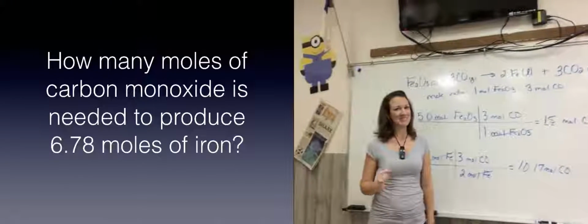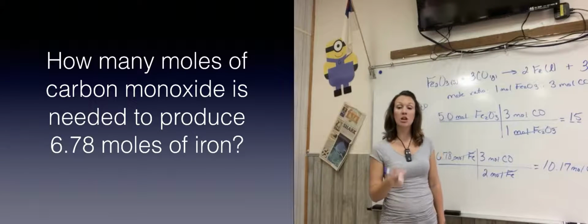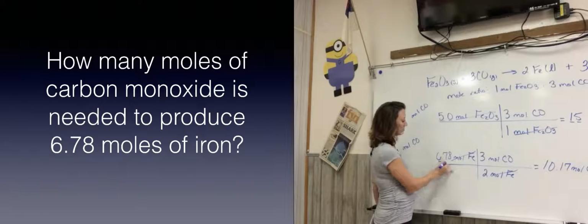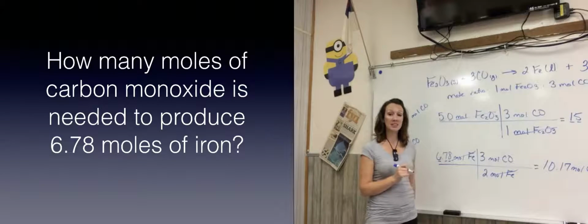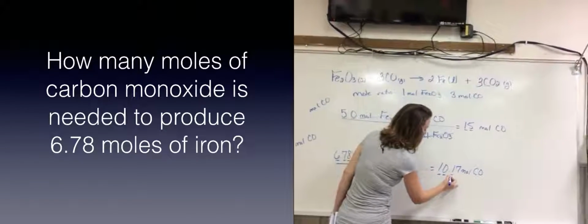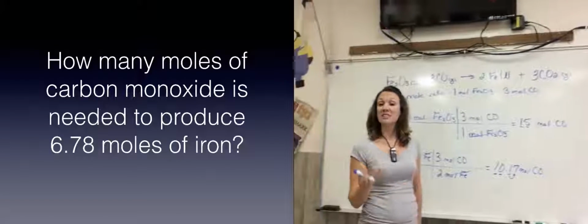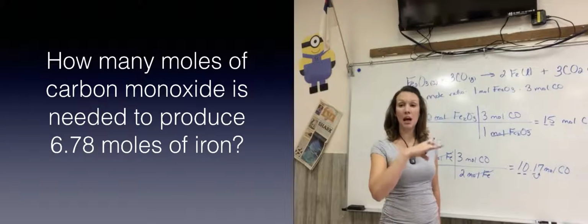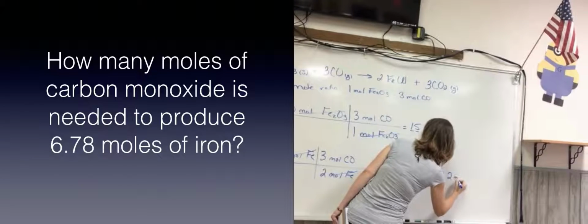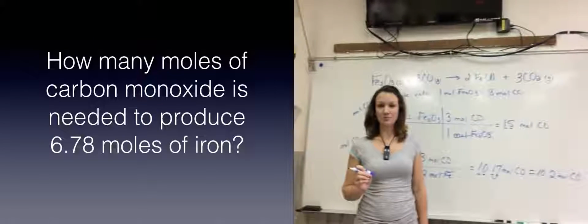But am I done? Nope. Remember what I said, your answer needs to be in significant digits. So let's go back to our starting point. How many significant digits do we have? We have 1, 2, 3. 3 significant digits. So if we come down here to our answer, we have 1, 2, 3. I'm going to round that 1 based off the number behind it, which is a 7. Since it's a 7, that means I need to round it up. So that means I'm going to have 10.2 moles of carbon monoxide as my answer.